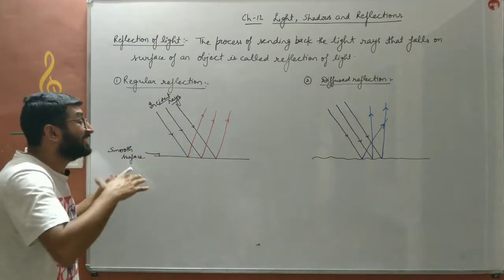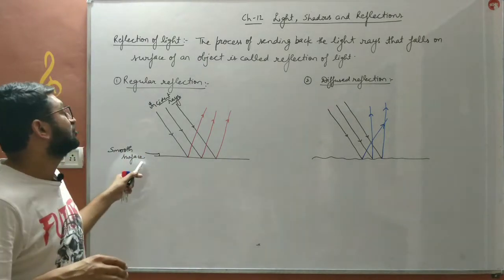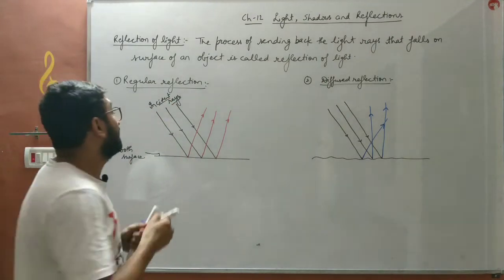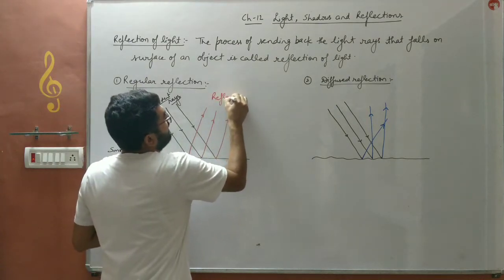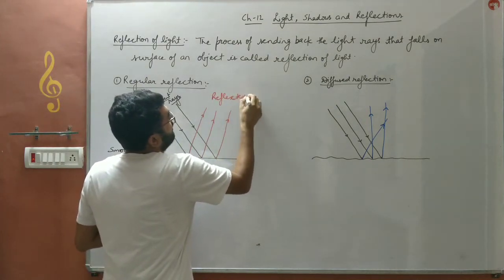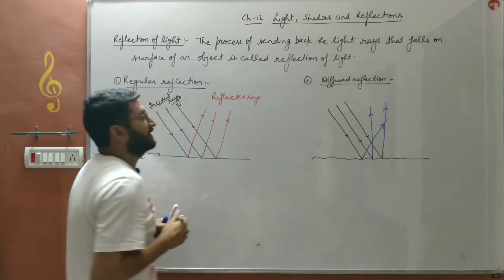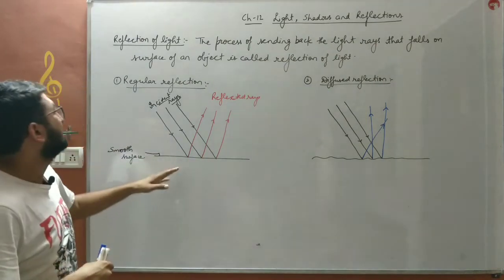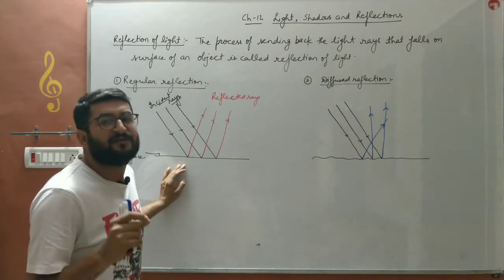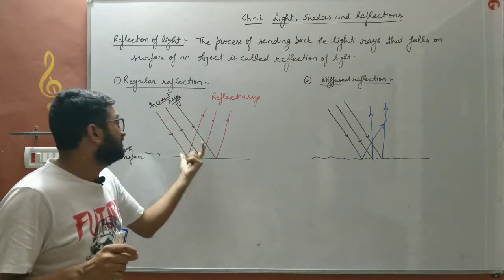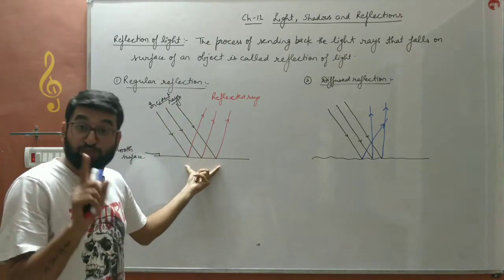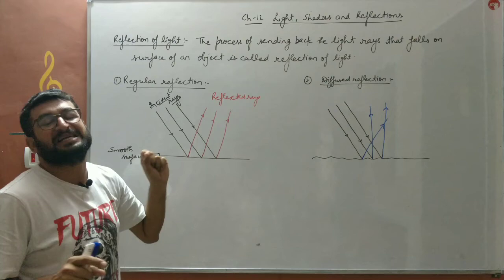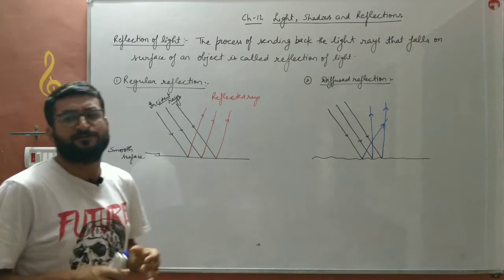A surface which does not have many irregularities is known as a smooth surface. When a parallel beam falls over it, then it reflects in the same direction, as well as in the same parallel manner. That type of reflection is known as regular reflection. When the parallel beam of light strikes the smooth surface, it bends back in the same parallel manner in one direction. That is known as regular reflection.